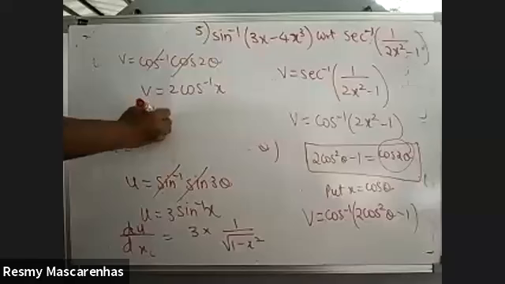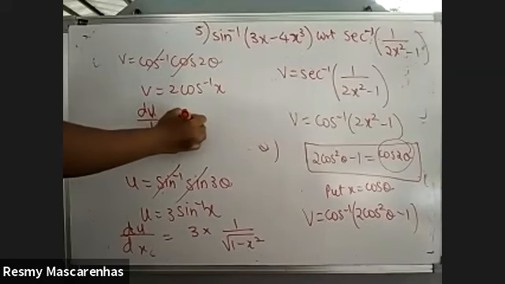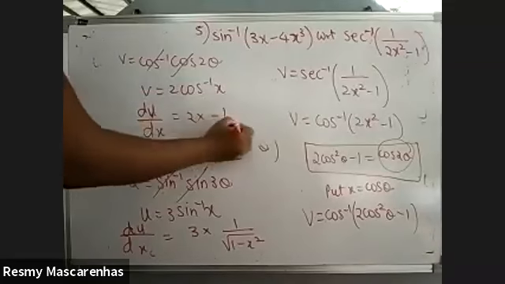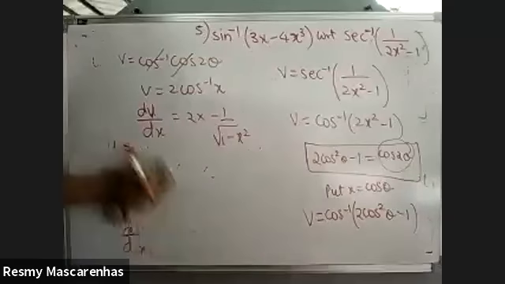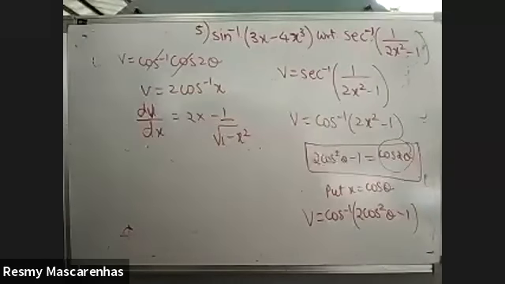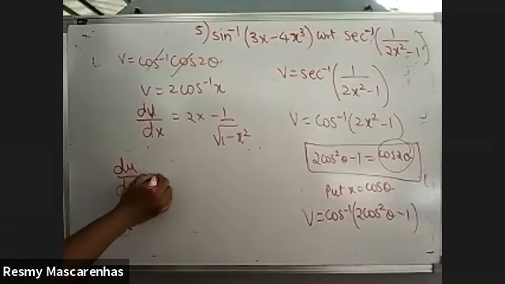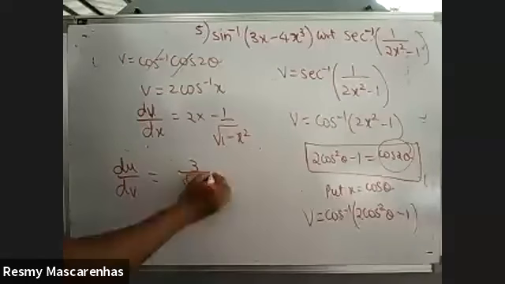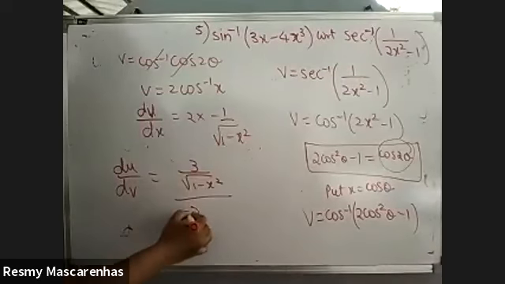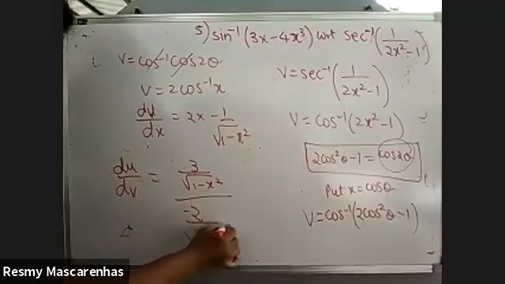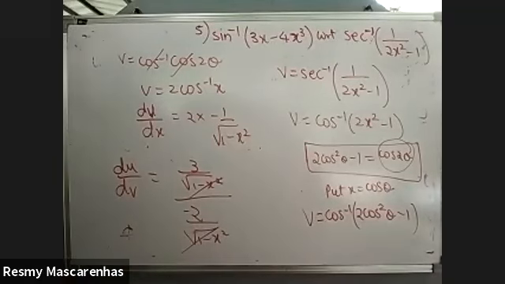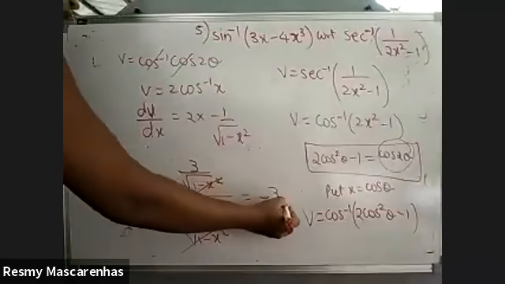Now when you differentiate, dv by dx, you'll get 2 into derivative of cos inverse x, which is minus 1 upon root of 1 minus x square, so minus 2 upon root of 1 minus x square. Now divide both the answers. So du upon dv will be the first answer, that is 3 upon root of 1 minus x square, upon minus 2 upon root of 1 minus x square. So this and this will cancel. What you'll get is minus 3 upon 2.